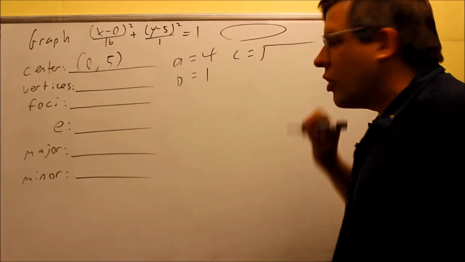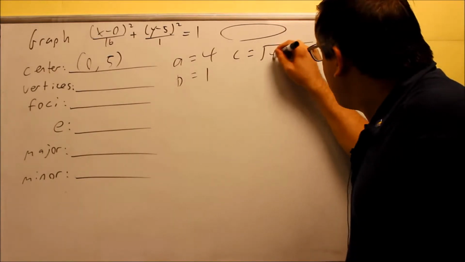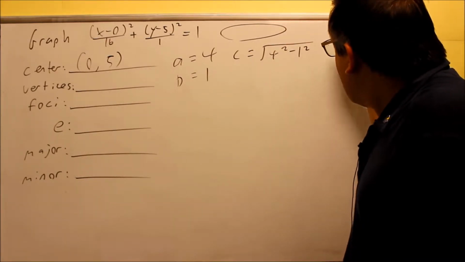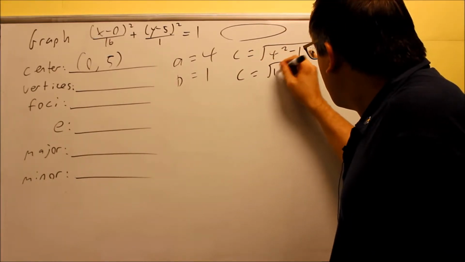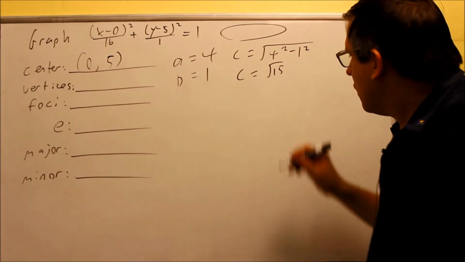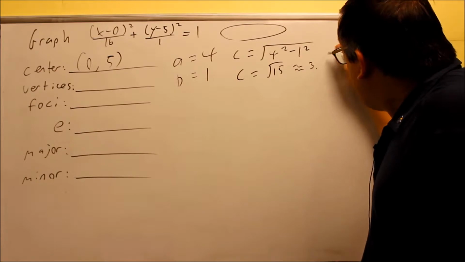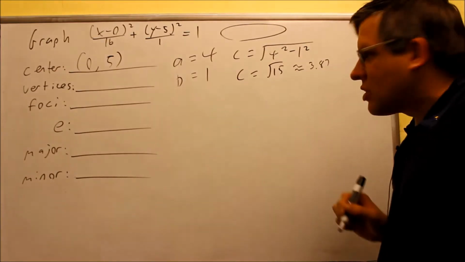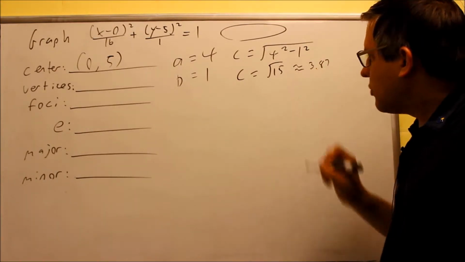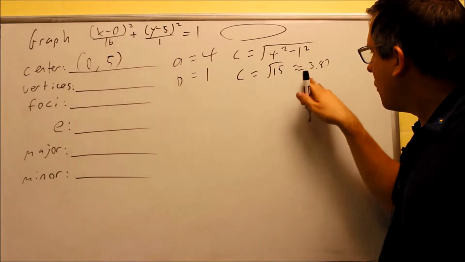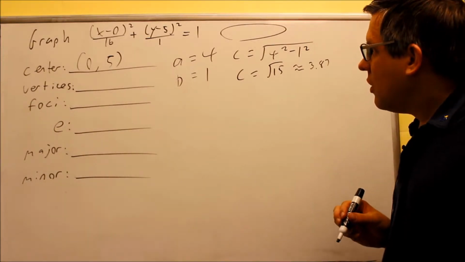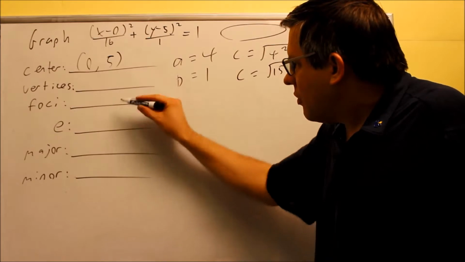c is the square root of a squared minus b squared. So 4 squared minus 1 squared. That's going to be the square root of 15. And for decimal purposes, it's about equal to 3.87, somewhere around there. That's approximately what it's equal to. So for graphing purposes, we'll use the decimal. We're ready to answer these parts.